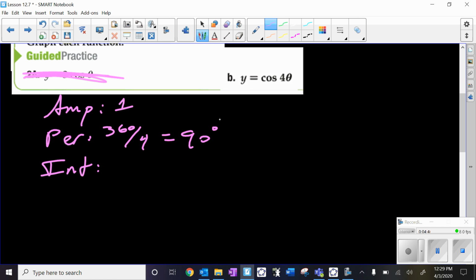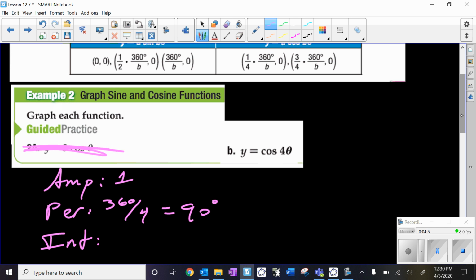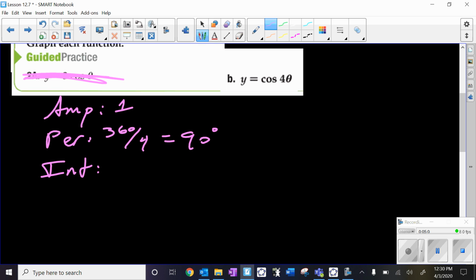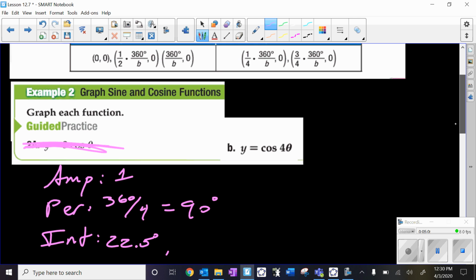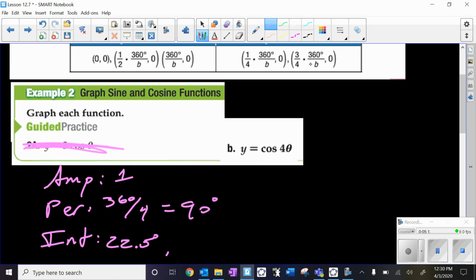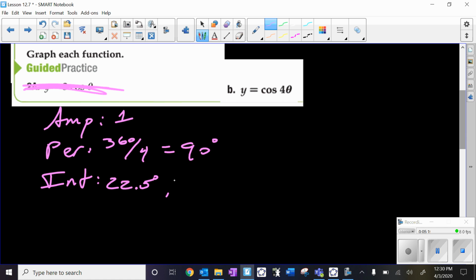So every 90 we start over. For your intercepts again, remember we take a fourth times our period, so 1/4 times 90 is going to get us 22.5 degrees. That's one spot. And then we also take 3/4 times 90. 90 times 3/4 gets us 67.5 degrees.